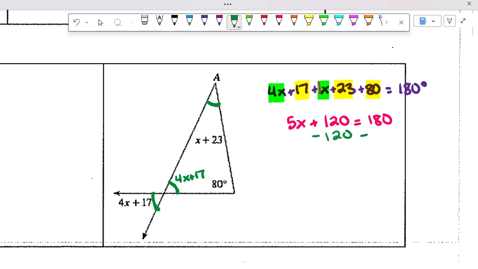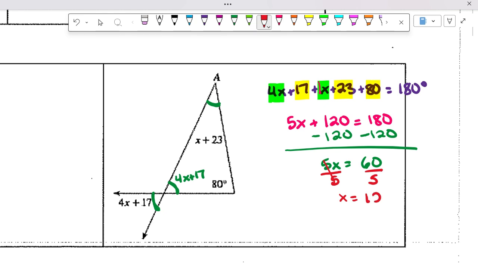Then we subtract the 120. So I get 5x is equal to 60. What's my last step? Divide by 5. What's 60 divided by 5? 12. Now, that is not our answer, because what did it ask for? It asked us to solve for A, angle A. So we're trying to find this angle right here. But we just completed the first step. So this right here was the first step. We had to solve for x. So first step, solve for x.